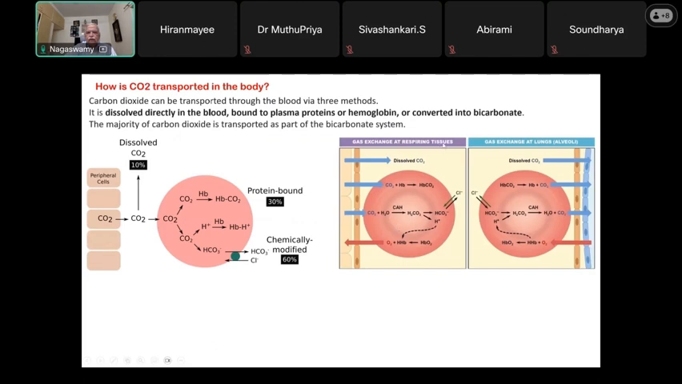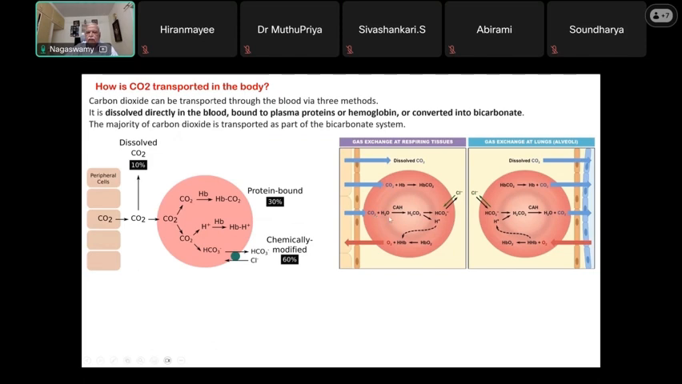Okay. So the chemically modified CO2 is converted into bicarbonate and transported. This is at the tissue level, where CO2 is released from the tissues after aerobic metabolism. So it enters the red cell and binds with hemoglobin. Some part is carried as HbCO2, what is this called? Carbaminohemoglobin. If it is HbCO, carboxyhemoglobin. Fantastic. Very good. So that is the main difference. Carbaminohemoglobin is not carboxyhemoglobin. So please remember that.